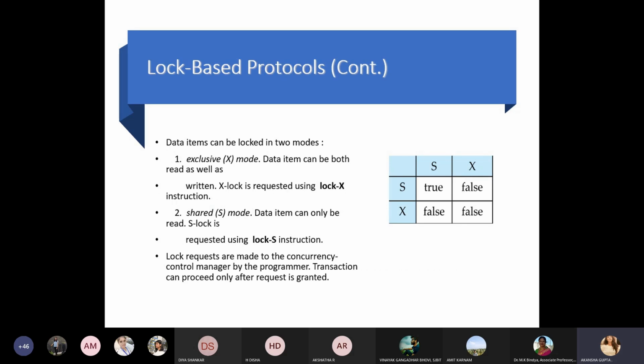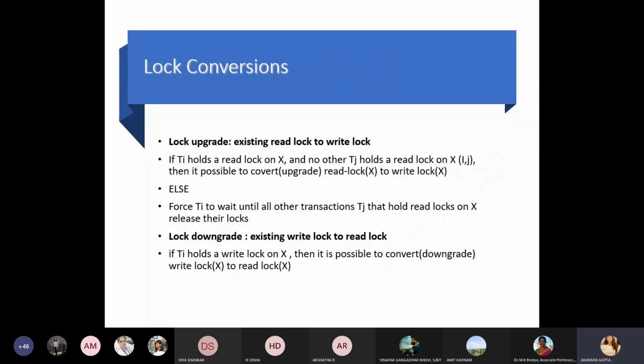So we'll move on to the shared and exclusive mode, also called read write mode. In an exclusive mode, the item can both be read as well as written, and in a shared mode, the item can only be read. A read locked item is also called shared locked because other transactions are allowed to read it, whereas a write locked item is exclusive locked because a single transaction exclusively holds the lock on the item. So lock requests are made to the concurrency control manager by the programmer, and a transaction can proceed only after a request is granted. Lock conversion.